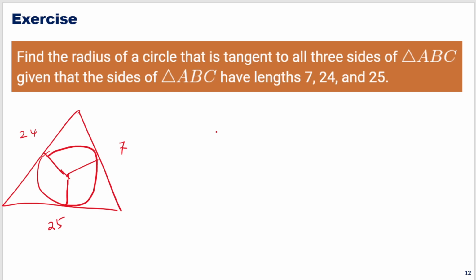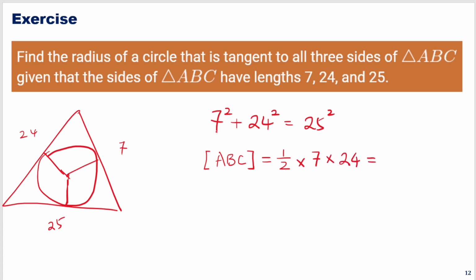Okay, notice that 7 squared plus 24 squared equals 25 squared, right? So this is actually a Pythagorean triple. And this triangle is actually a right triangle, right? If you have a right triangle, we could easily find the area of this triangle, which is given by 1/2 of its two legs, 7 and 24, right? And this is 84.